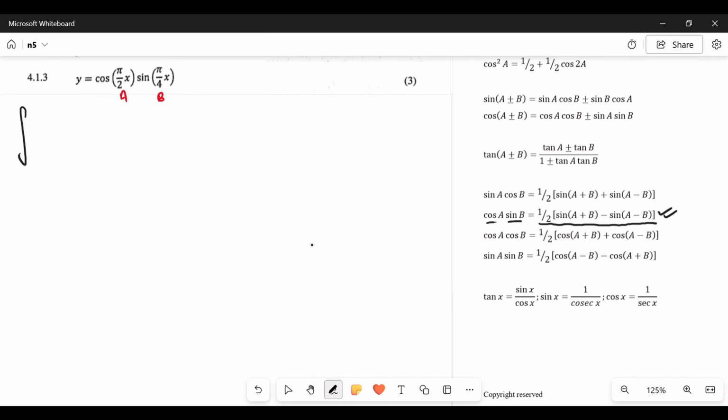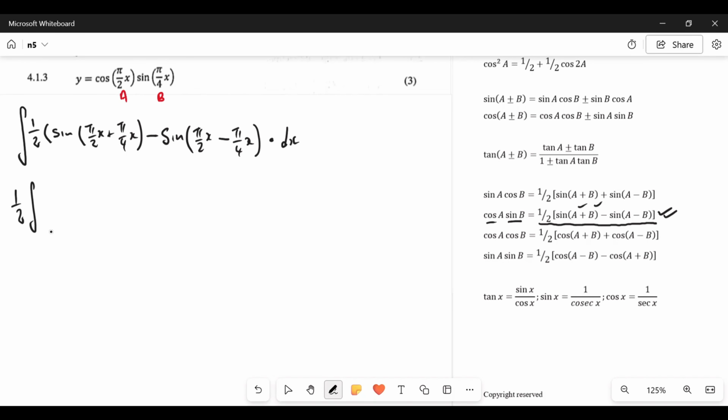There we go. Then we say minus, there is minus there, so we say minus there, and then we write sine of a minus b. There we go. So our a is pi over 2 x minus b, which is pi over 4 x, close bracket, and all this here is multiplied by dx. There we go. So from here, guys, we just have to add these angles and subtract them. So we can take the half outside the integral. Let's take it out, and then we are left with open bracket sine.